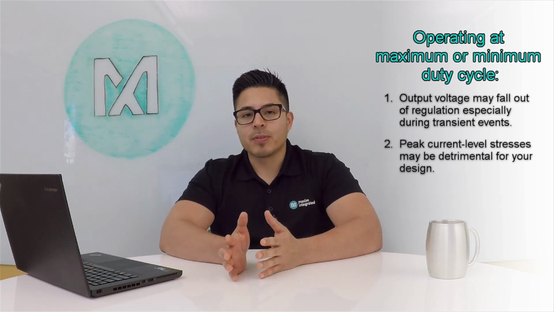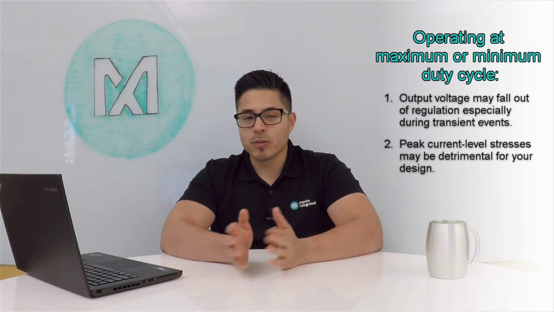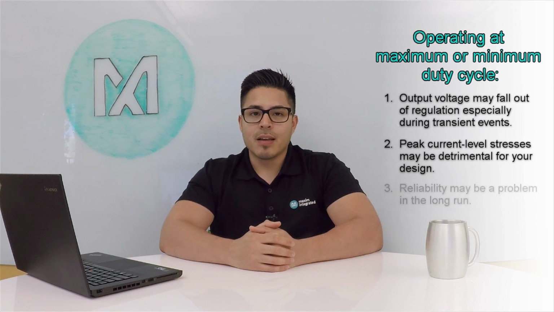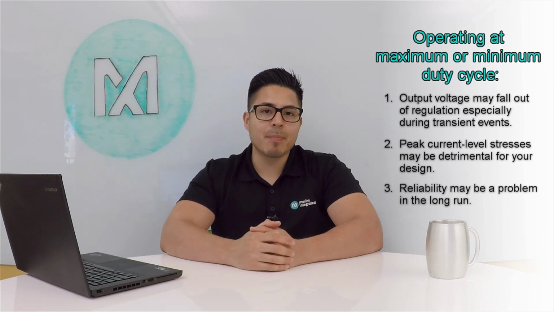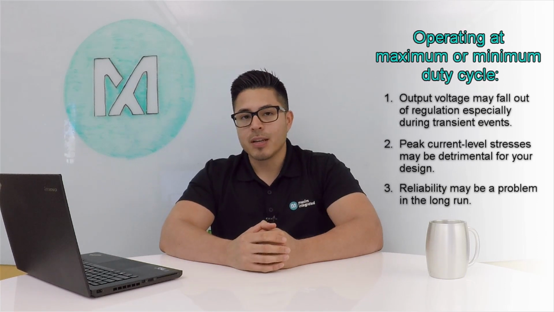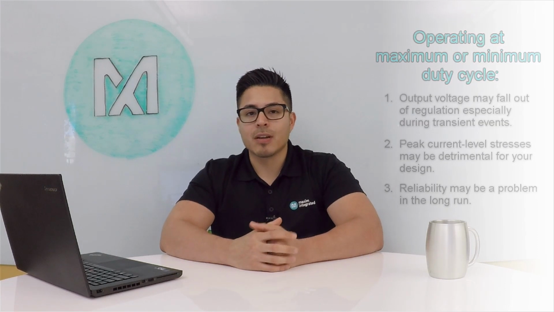Why are the maximum or minimum limits on the duty cycle important to know? Operating near these two conditions may result in your output voltage falling out of regulation, especially during transient events. Over time, having your buck converter or your boost converter operate near 100% or 0% duty cycle may be detrimental for your design. If a power converter was not designed to handle the peak current stresses that happen when starting up at full load, reliability may be a problem in the long run.